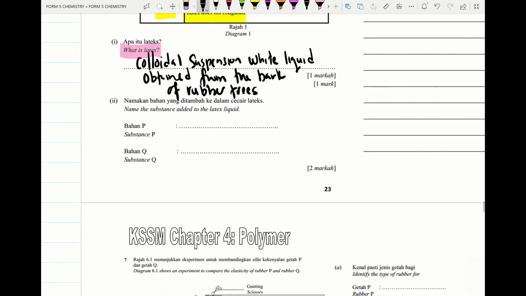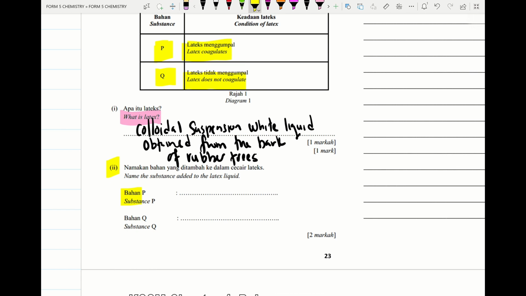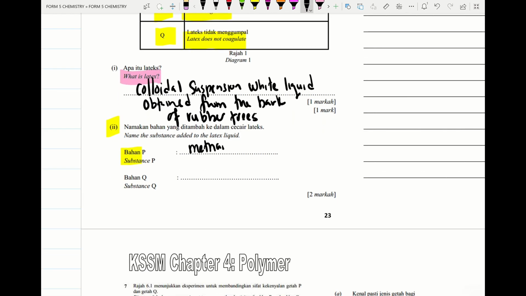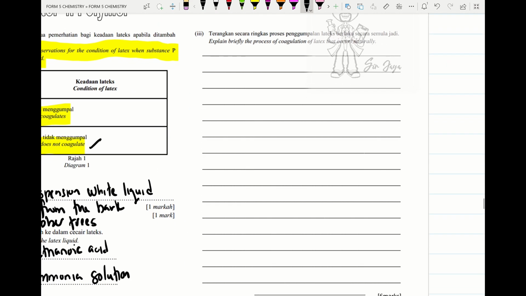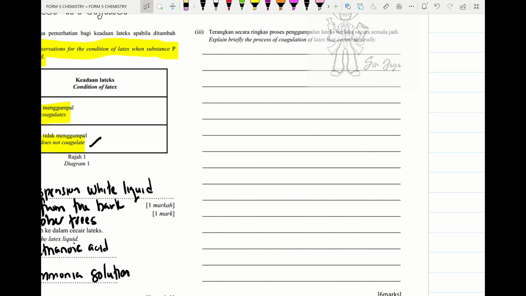All right, so we go for question number 2. What is substance P? Substance P coagulates the latex, so this will be methanoic acid. Substance Q prevents the coagulation of latex, so this substance is known as ammonia solution. All right, so we check question number 3. Explain briefly the process of coagulation of latex that occurs naturally. So the first point, latex.